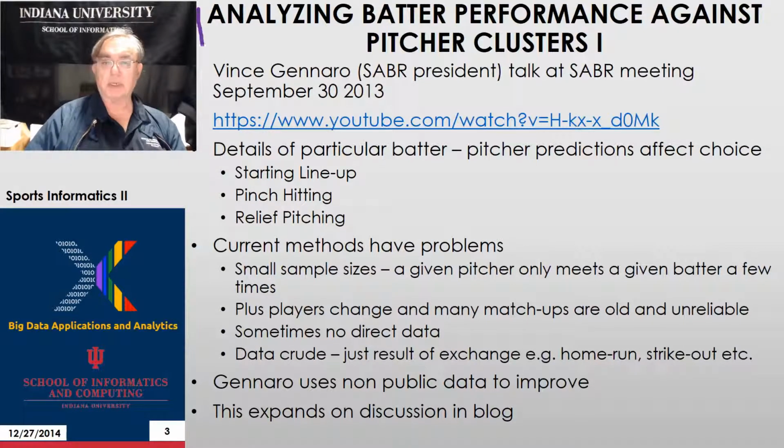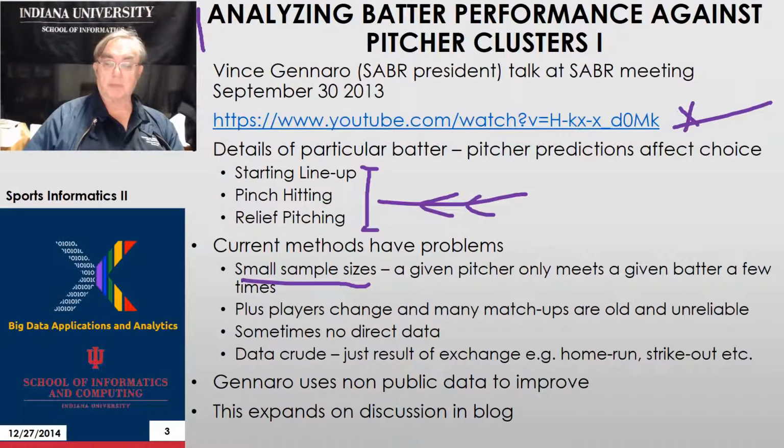All right, so we're looking at how batters perform against pitcher clusters. We motivated that and gave you pictures of clusters in the previous lesson. Here is where it all occurs. We've already discussed this a few times: relief pitcher, who to put in as a pinch hitter, and even the starting lineup. All of these can be affected by this analytics. The current methods have the problem of small sample sizes, matchups that are old and unreliable, and sometimes there's just no data at all.